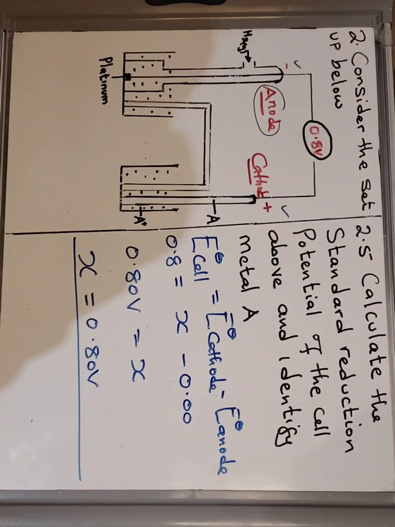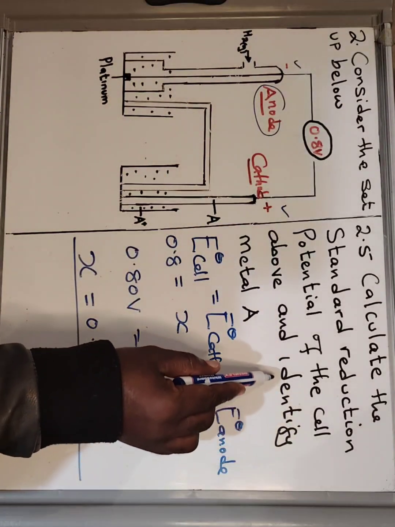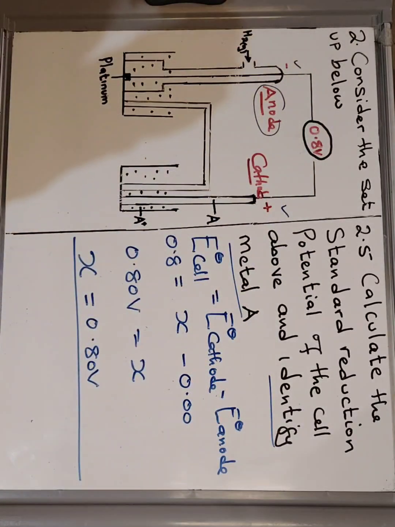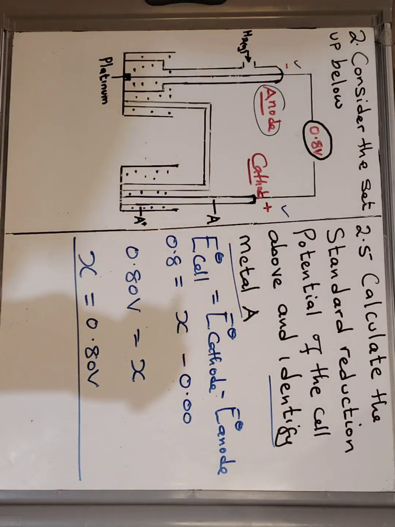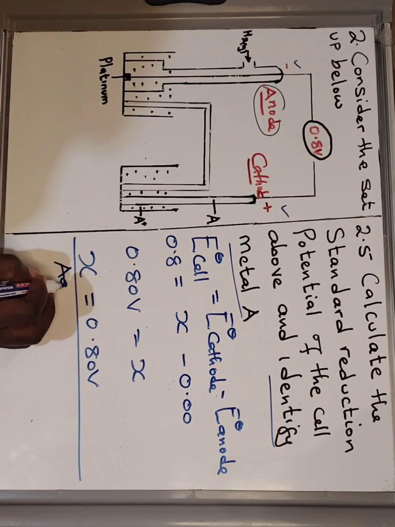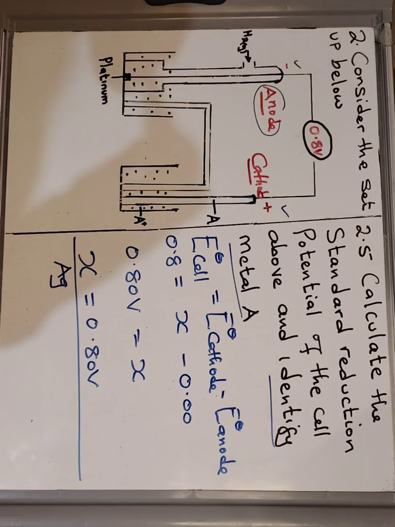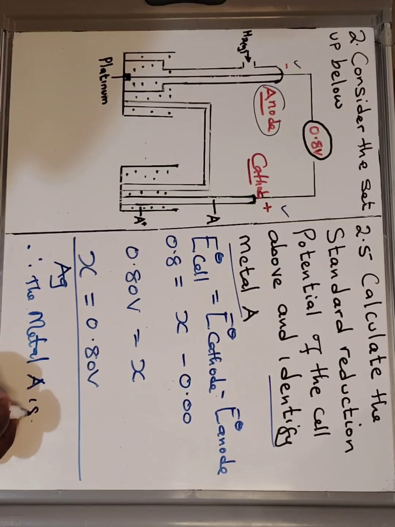Then after this, there is a part here on the question which says identify metal A. How do we identify metal A? We go to the table of standard reduction potentials and we look for the metal which is having this value. When you go there, that metal is found to be silver. Silver has standard reduction potential of positive 0.8. So now we've already identified it. Therefore, the metal A is Ag, or silver. Okay, that question's been answered.